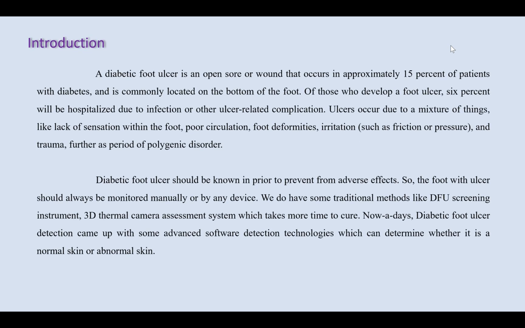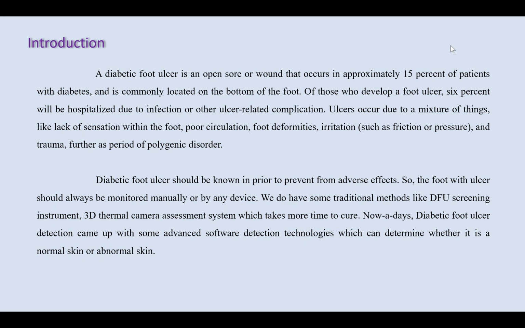Introduction. A diabetic foot ulcer is an open sore or wound that occurs in approximately 15% of patients with diabetes and is commonly located at the bottom of the foot. Of those who develop a foot ulcer, 6% will be hospitalized due to infection or other ulcer-related complications. A diabetic foot ulcer should be known beforehand to prevent adverse effects, so the foot with an ulcer should always be monitored manually or by a device.